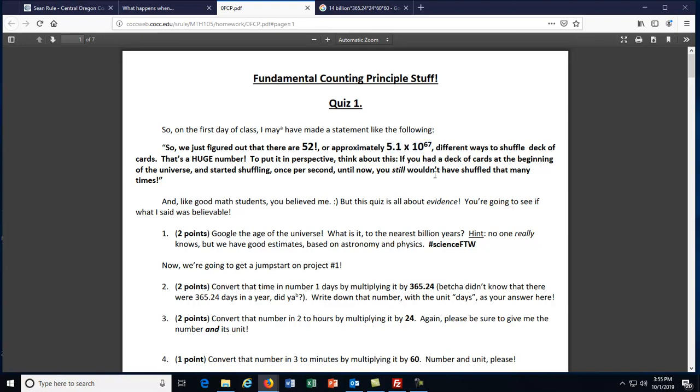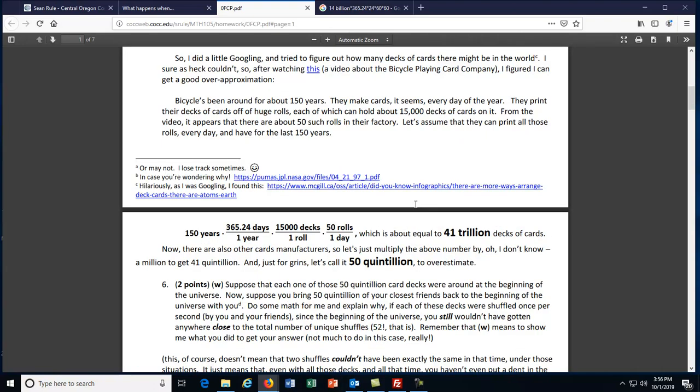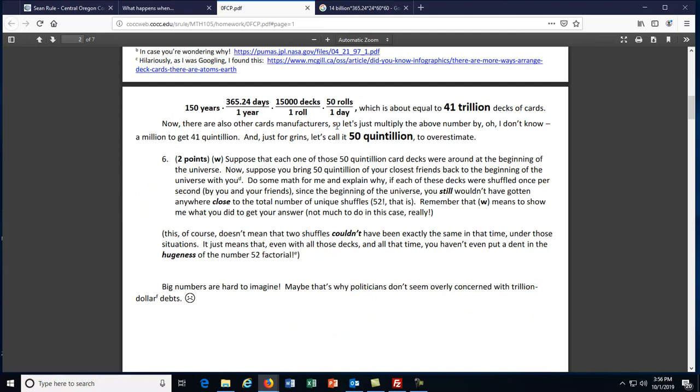So in other words, if you weren't the only person shuffling, if you could bring friends back and give them decks of cards. So I said, well, how many? And what's adorable is they say something like, well, maybe 1,000. Okay. So we're going to go way more than that, because 1,000 won't even put a dent in it. Let's get totally ridiculous.